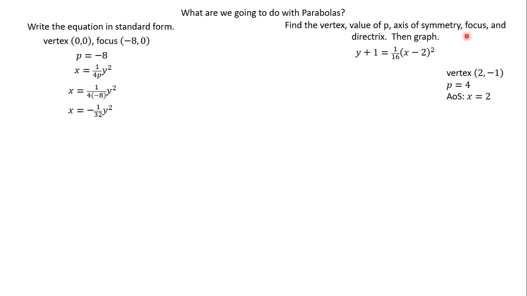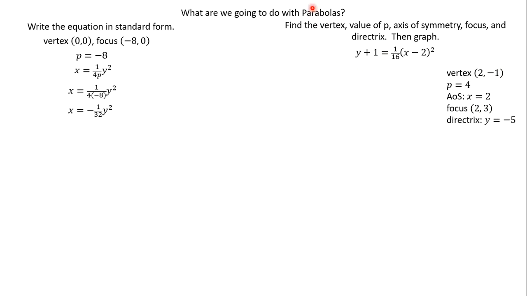The focus, if we start out at 2, negative 1, and our p value is 4 in the y direction, what is negative 1 plus 4? 3. So the focus, 2, 3. The directrix, we just go backwards. So we went negative 1 plus 4. Let's go negative 1 minus 4. Gives us negative 5. The directrix is y equals negative 5.